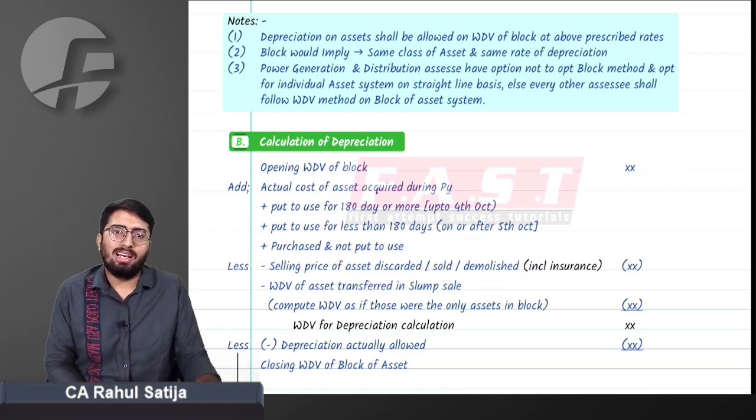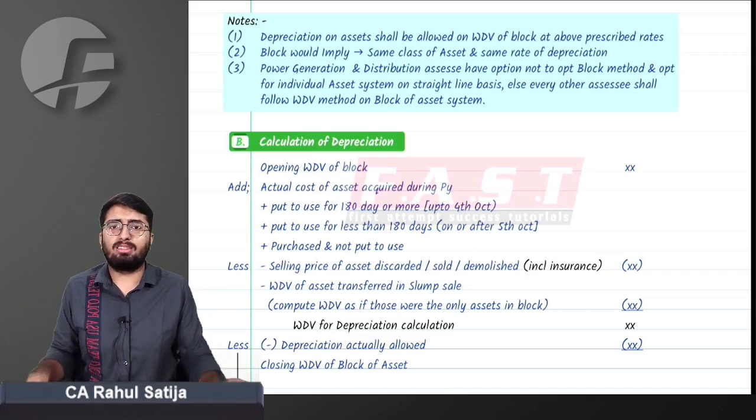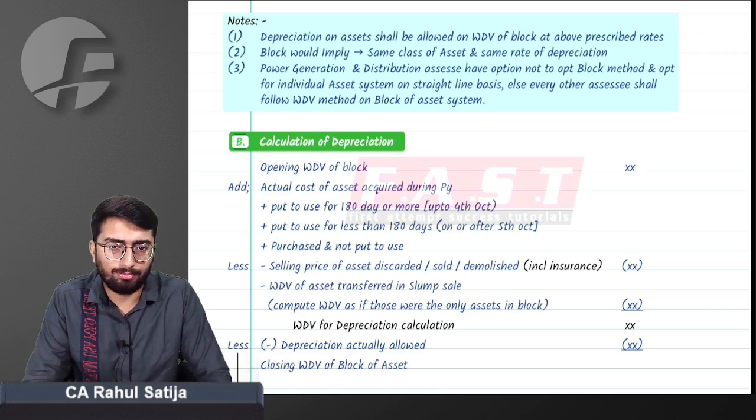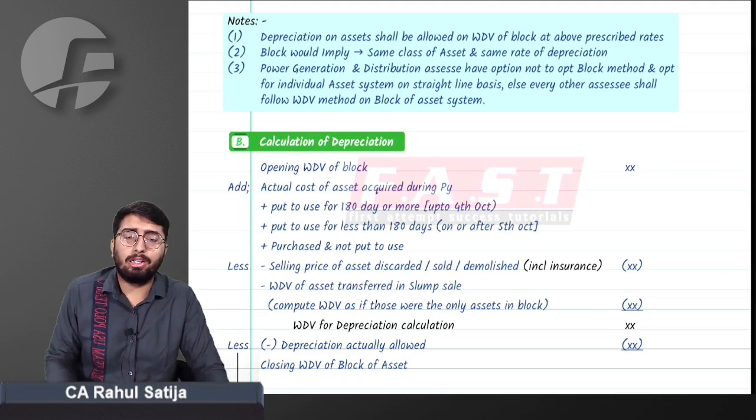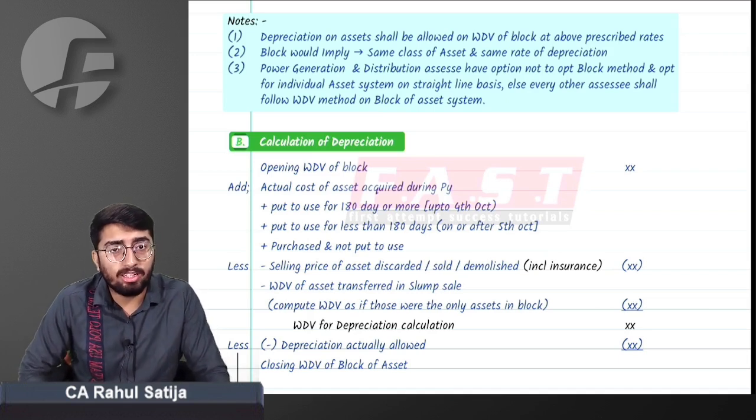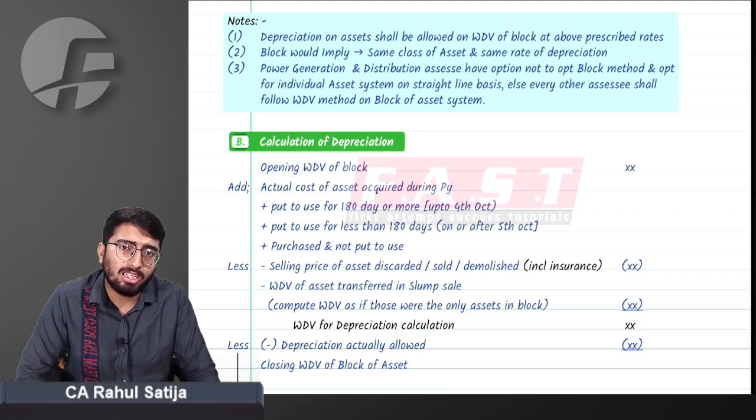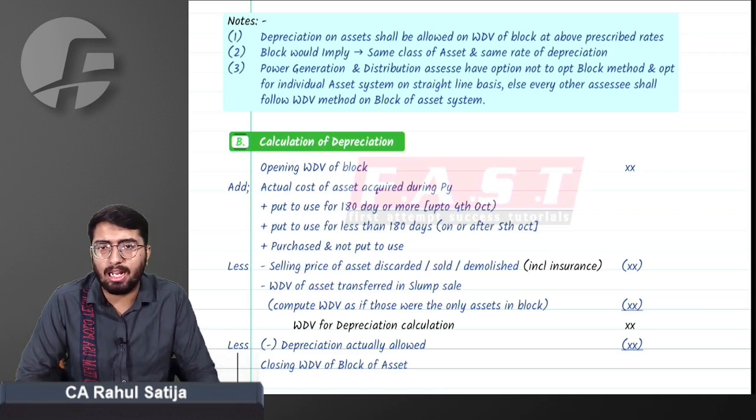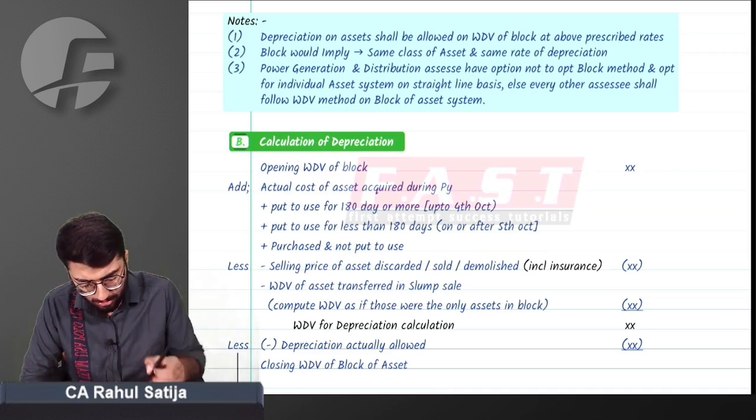For example, we had an asset that got sold during the year. Whatever sale price we are receiving will be reduced from such block. Any kind of asset that is discarded will also be reduced. If an asset is demolished, then whatever insurance is being received will be reduced. Ultimately, whatever money you are receiving on transfer of such capital asset will be reduced. Even if you are scrapping such an asset, whatever money you get from the scrap dealer will be reduced. Simple.